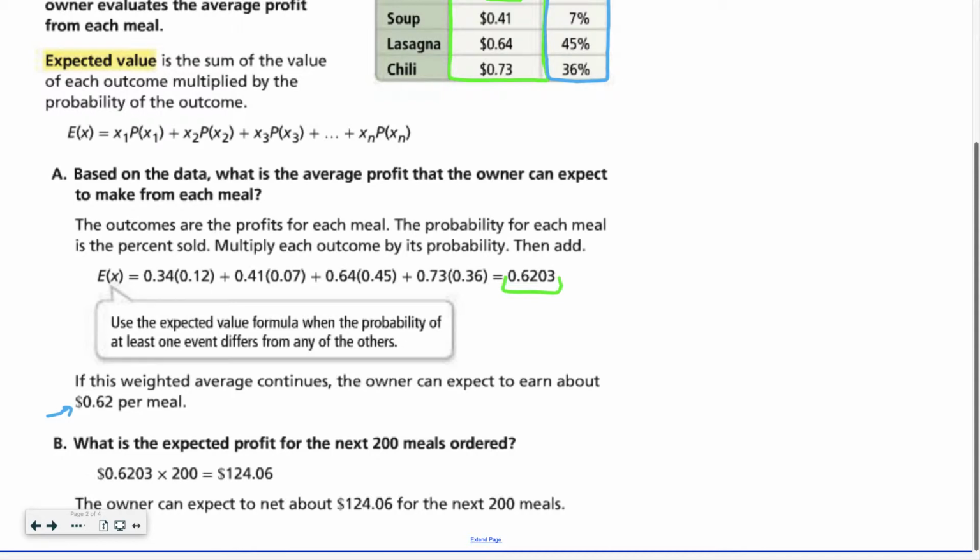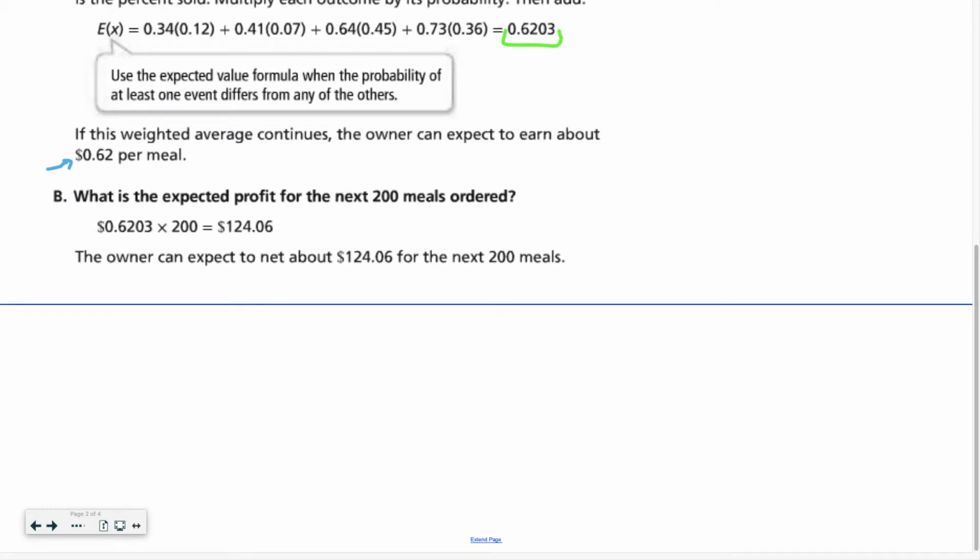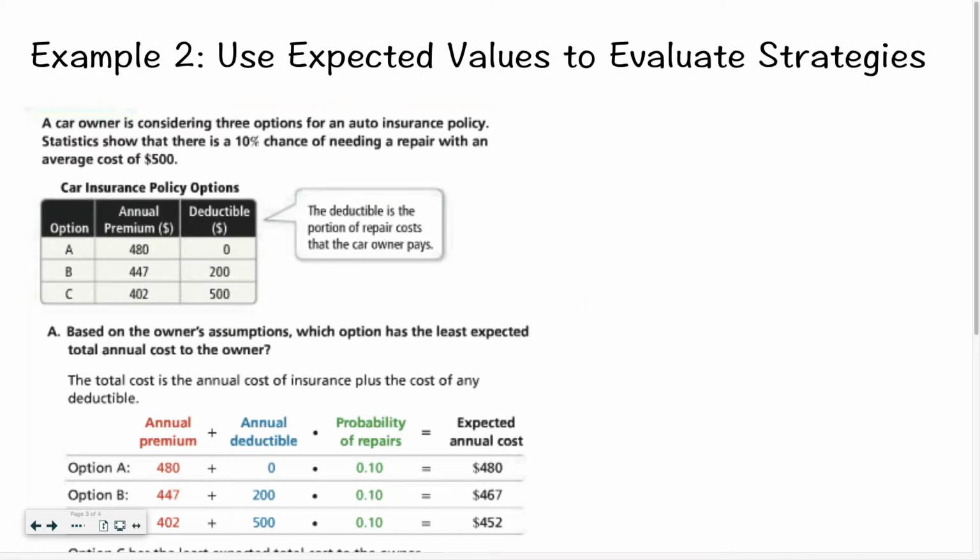Letter B, what is the expected profit for the next 200 meals ordered? So you're going to take that expected value and multiply it by 200 in order to find out the total profit for the next 200 meals ordered, which you can see ends up being about $124.06 over the next 200 meals. That's what they can expect to earn. Okay? Then let's look at example 2.